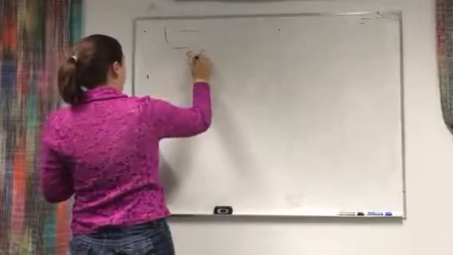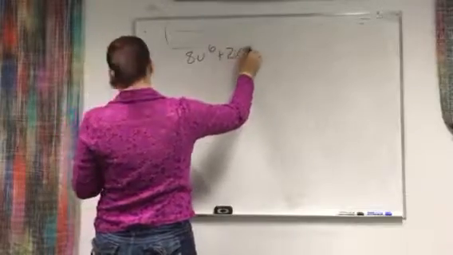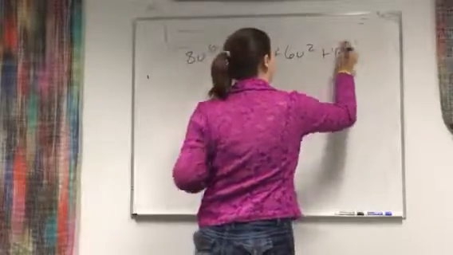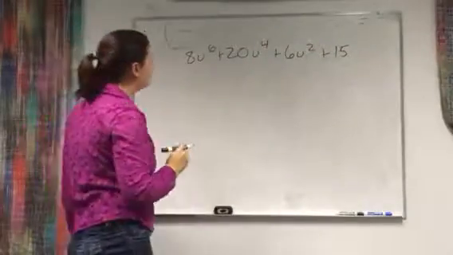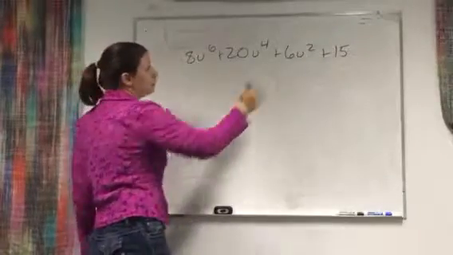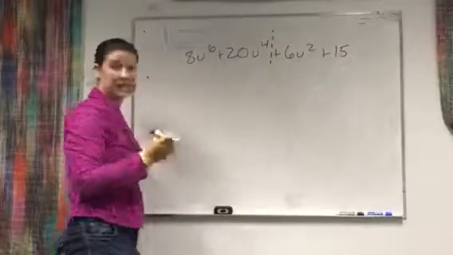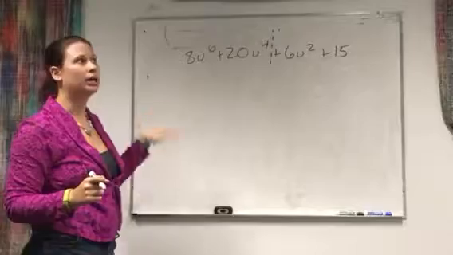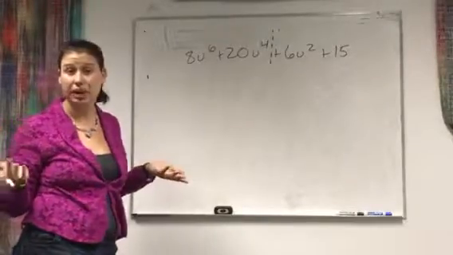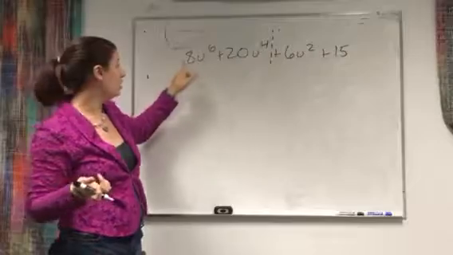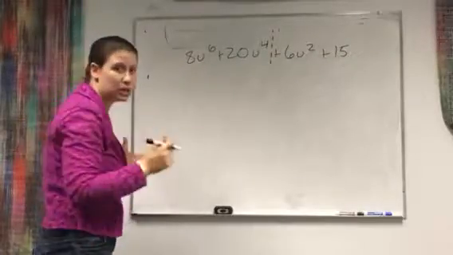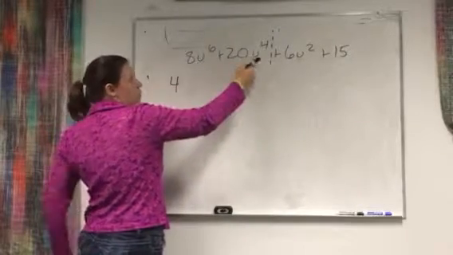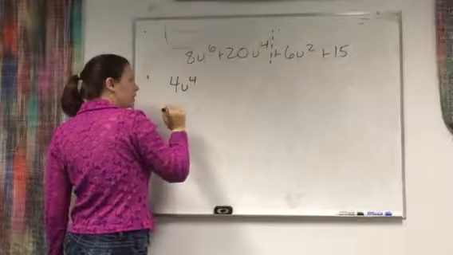Okay, let's say we have 8u to the 6th plus 20u to the 4th plus 6u squared plus 15. All right, so if we try splitting it down the middle again, let's see if it works. Okay, so between 8 and 20, what do they have in common? Well, they both have a 4 in common, right? That leaves this one with a 5. And there's no 5s in 8. So that's as much as we can take out number-wise of these is a 4. U to the 6th, U to the 4th, well, take out 4 U's.